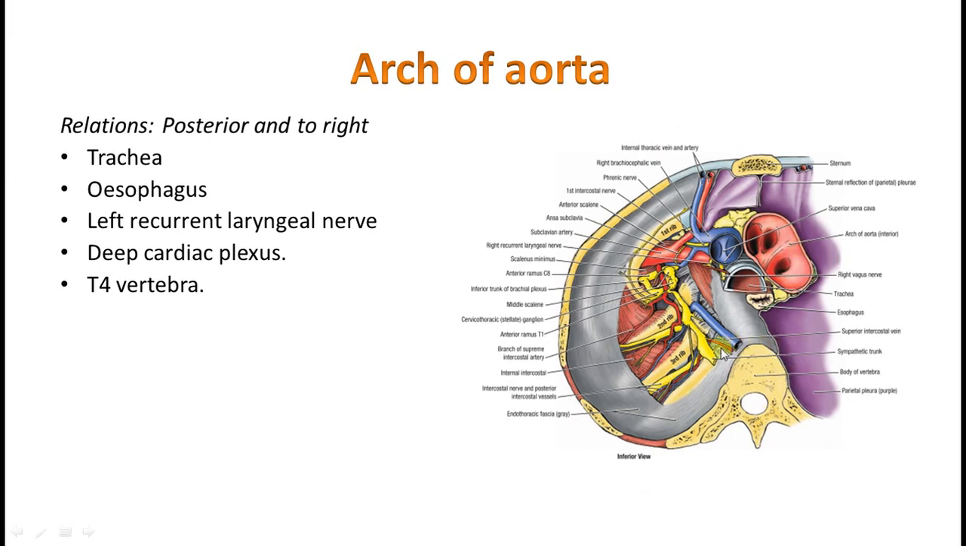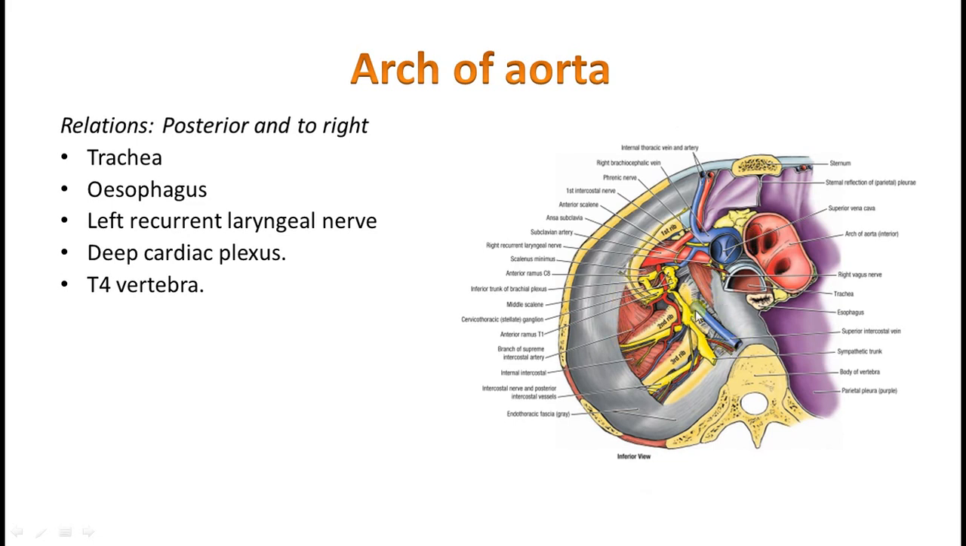Here you are able to see a superior view of the mediastinum. The arch of aorta is being cut. Posteriorly and to the right you see the trachea and esophagus. In the groove between these two you should see the left recurrent laryngeal nerve. This is the body of the fourth thoracic vertebra. Posterior and to the right, in the more upper part, you also see a part of the superior vena cava as you come a little above.